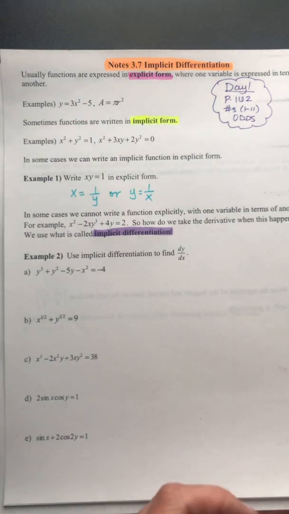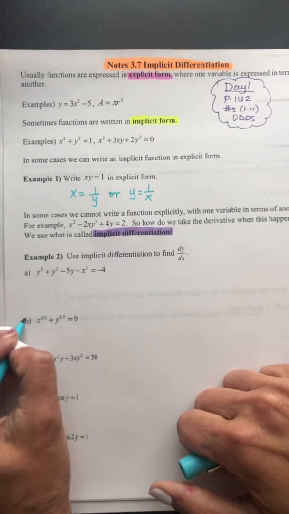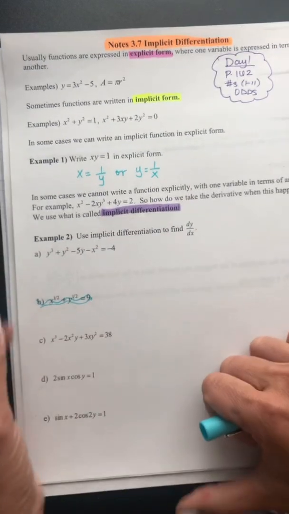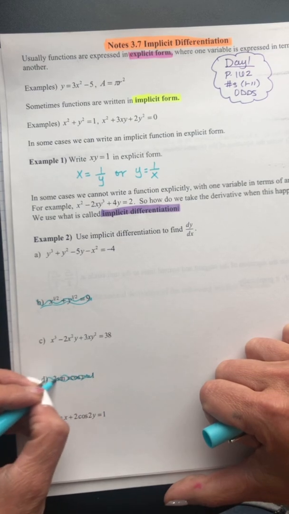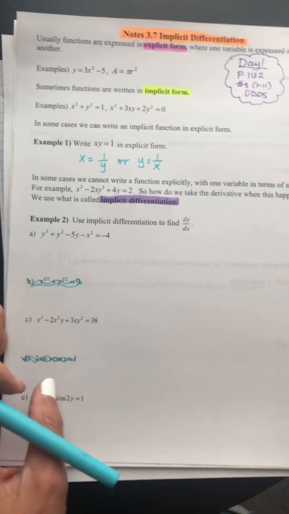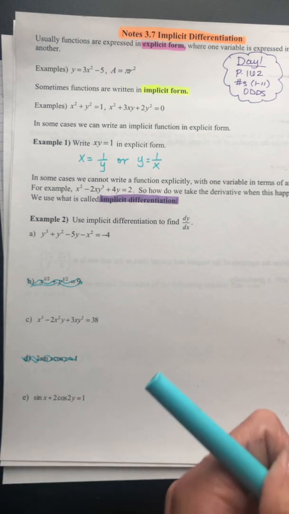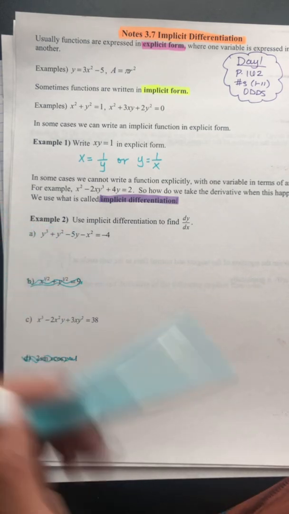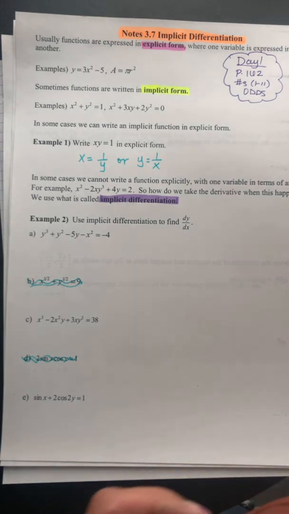So we're going to do example 2. We are not going to do letter B, and we are not going to do letter D. You can cross those out, because we're going to need the room. That's pretty much the only reason why we're not doing all of those. We're going to use implicit differentiation to find dy/dx.